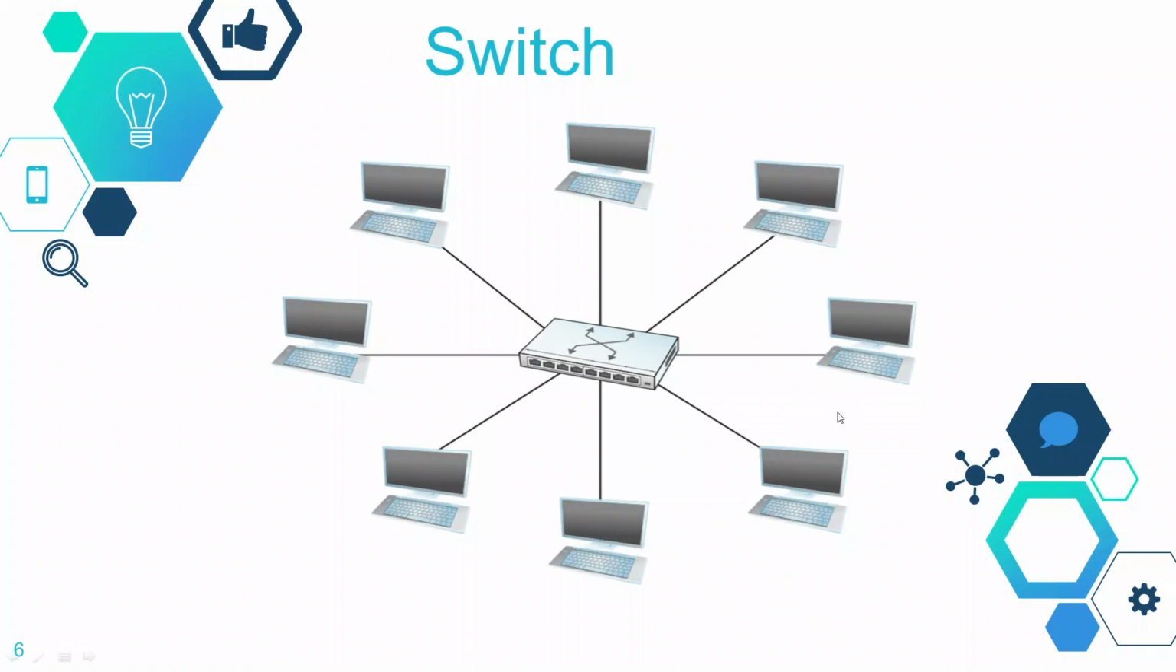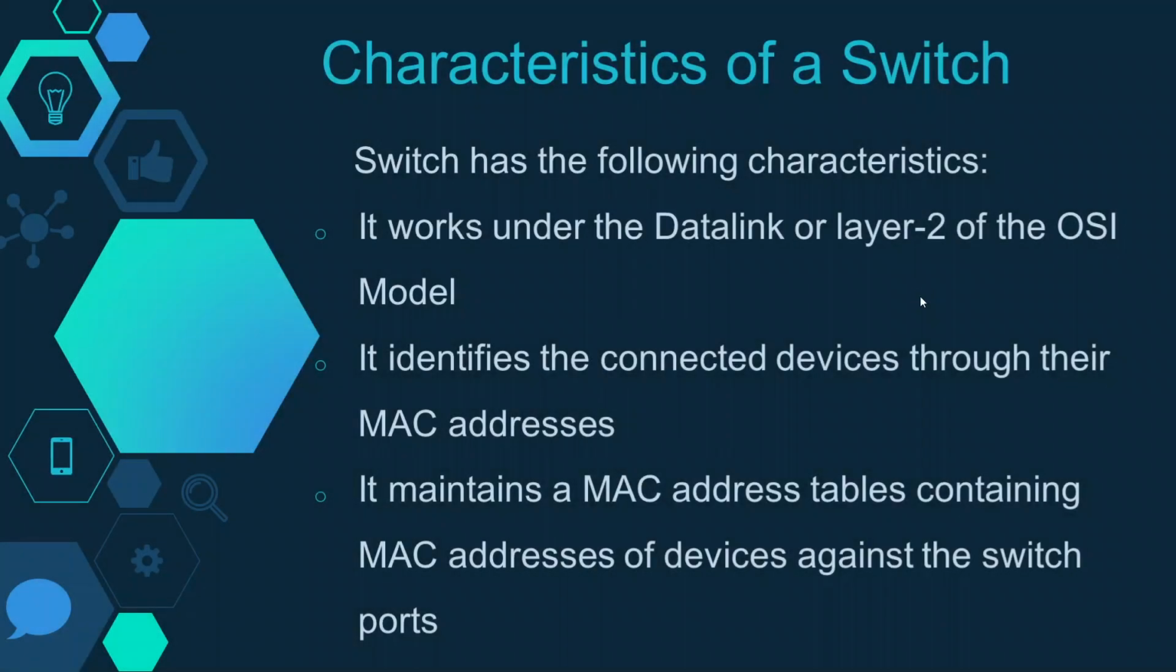So here we can see in the animation that, let's suppose, this computer wants to send a message to this one. So the message is only sent to the destination computer. It is not sent to all the computers as we saw in the case of the hub. So these are some of the characteristics of the switch.